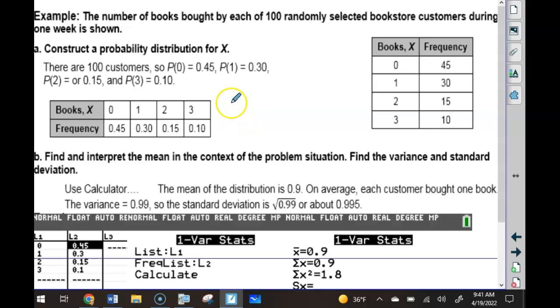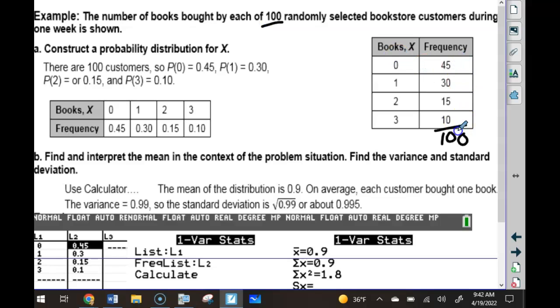Okay, thank you. The number of books bought by each of 100 randomly selected bookstore customers during a week is shown. So 45 people came in and bought no books, 30 people came in and bought 1 book, 15 people came in and bought 2 books, 10 people came in and bought 3 books. So these were 100 people total. Everybody see where we got that?